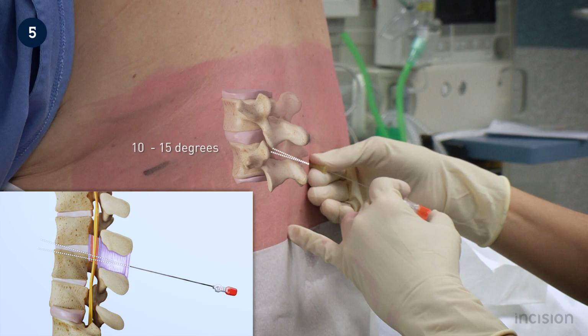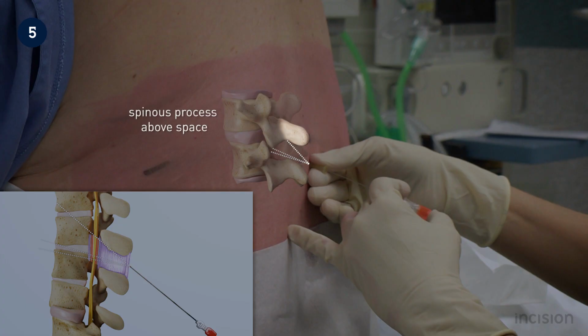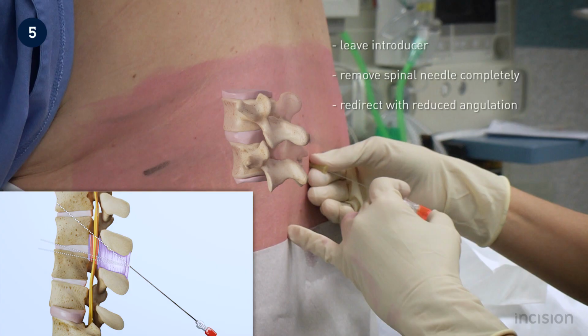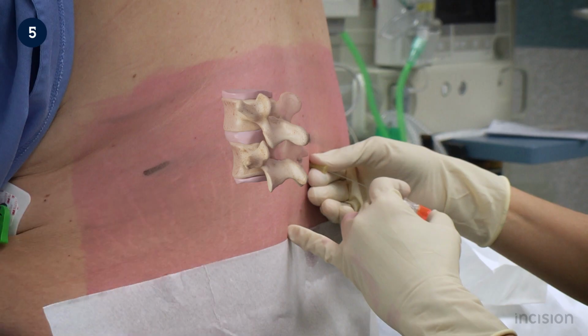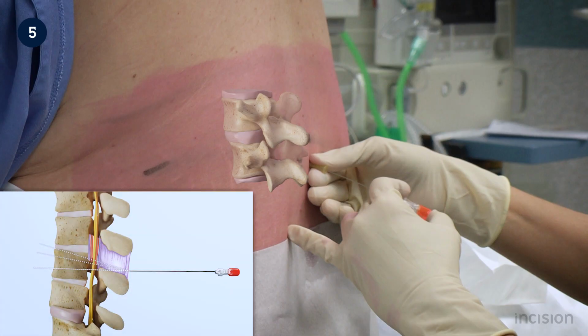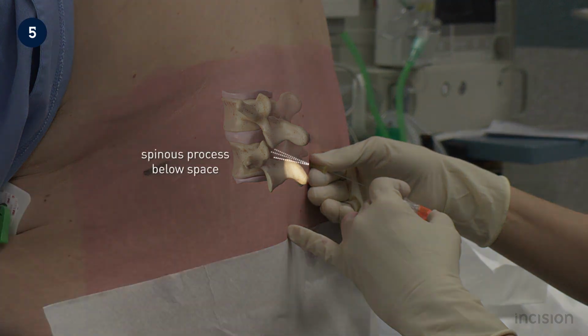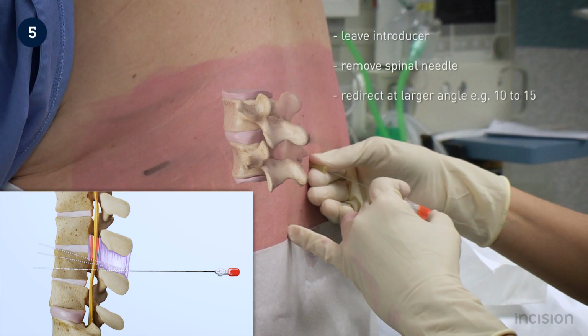With regard to angulation and the needle hitting bone, the following rule of thumb applies. If bone is encountered at a shallow depth, the spinous process of the vertebra above is the likely culprit. Leave the introducer in place, withdraw the spinal needle completely, reinsert and redirect with reduced angulation. Conversely, if bone is hit at a deeper point, the spinous process below the space may be the problem. Leave the introducer in place, remove the spinal needle completely, reinsert and redirect with increased angulation.